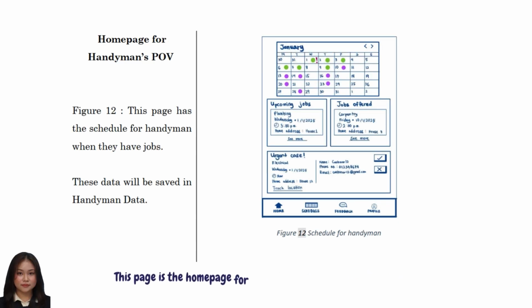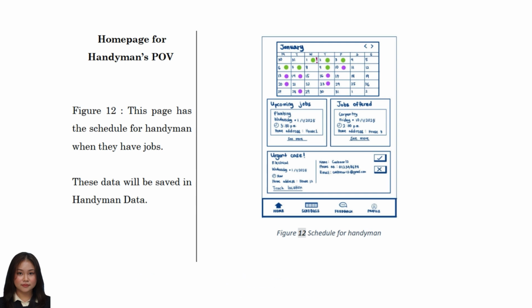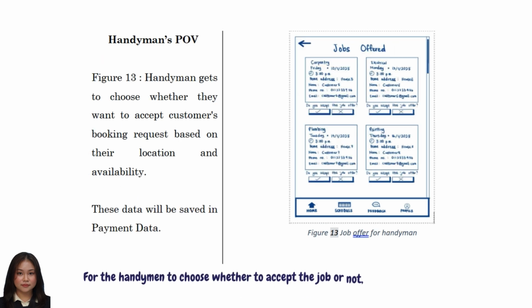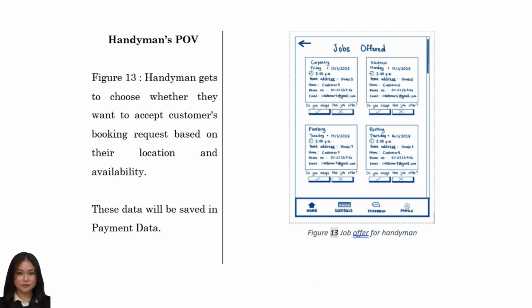This page is the home page for the handyman when they have jobs to do. The data will be saved in the handyman data. For the handyman to choose whether to accept the job or not, they should click on the See More button under the Job Offer tab.